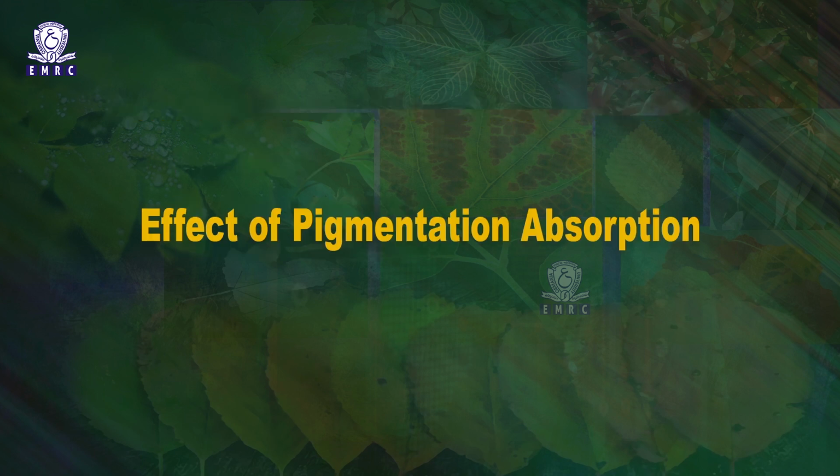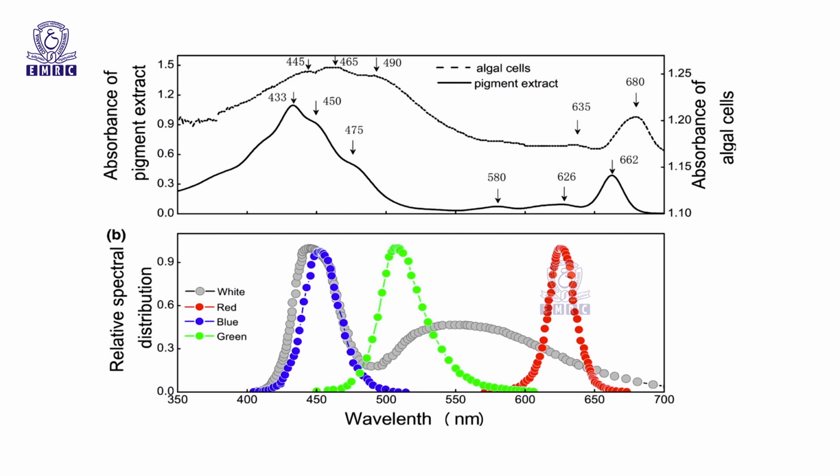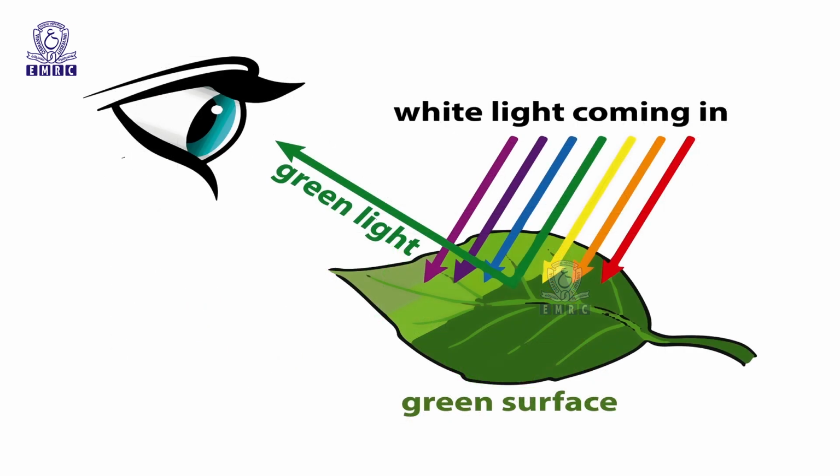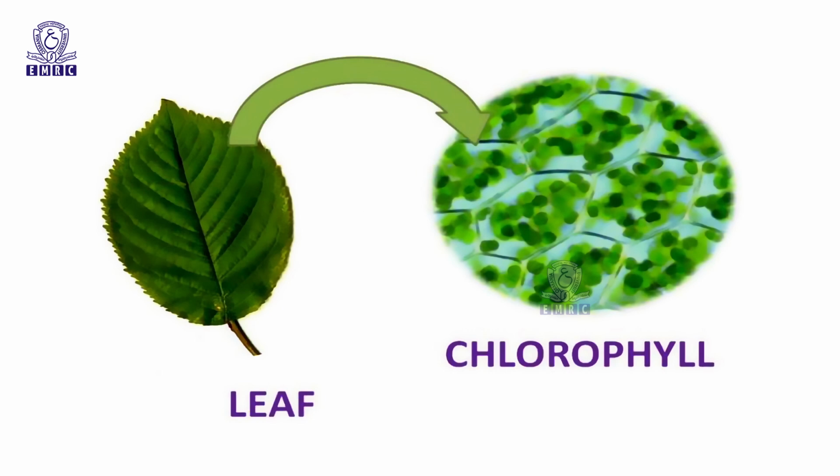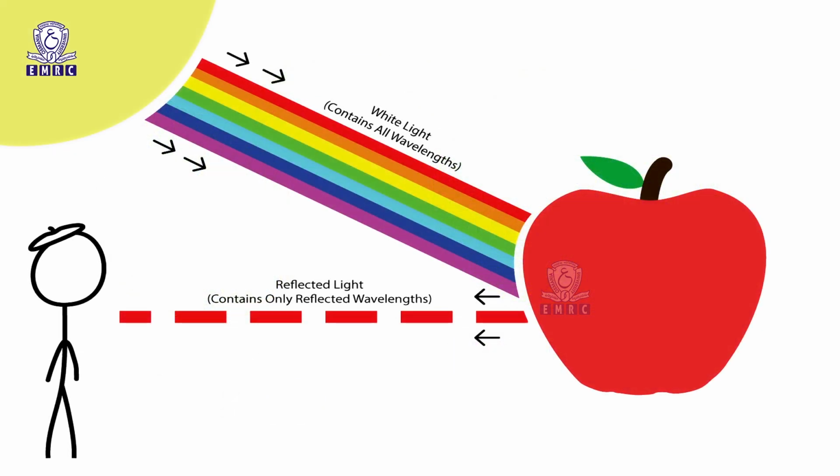Effect of pigmentation absorption. We have already learned that vegetation appears green in color as it reflects green light and absorbs red and blue of the electromagnetic spectrum. In the case of vegetation, the reflection of green light is due to the presence of the chlorophyll pigment in the plant leaves. The presence of chlorophyll results in a unique spectral signature of vegetation that enables us to distinguish it easily from other types of land cover features in an optical or near-infrared image.